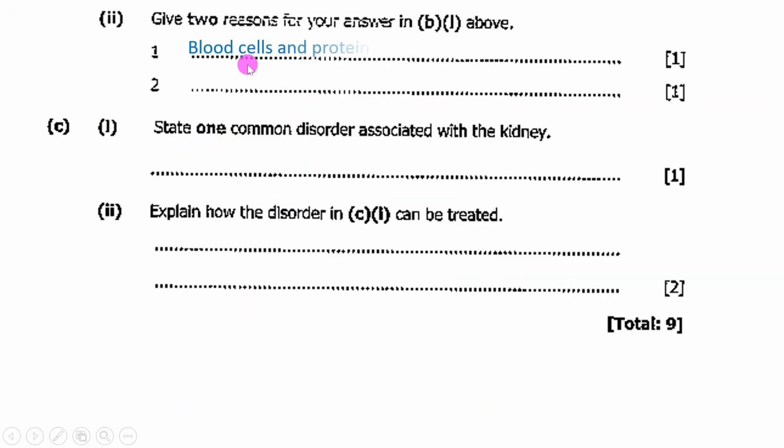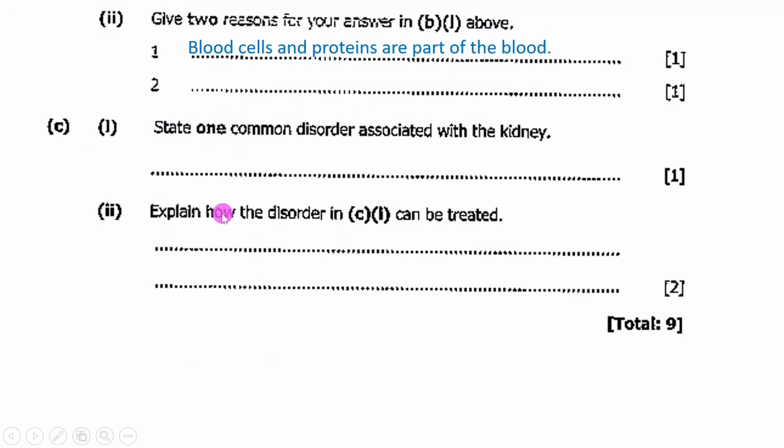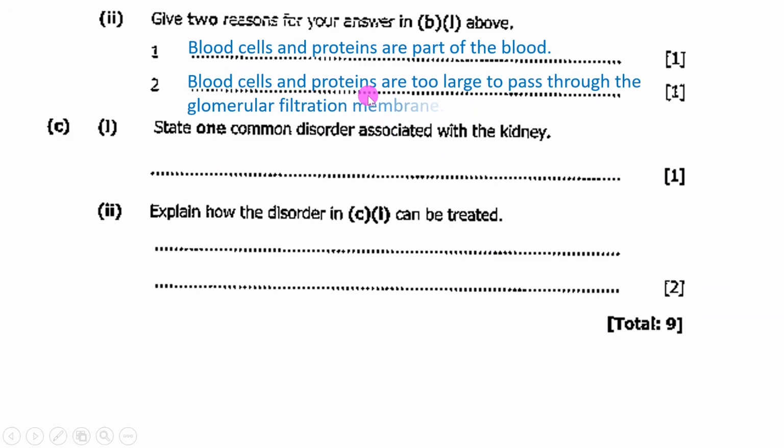So why do we say that in K there are proteins and also blood cells? Number one is that blood cells and proteins are part of the blood. Blood as it comes here carries the blood cells and the proteins, all right? So they are present there. But the other reason, why are they not in M? The reason is that blood cells and proteins are too large to pass through the glomerular filtration membrane here.